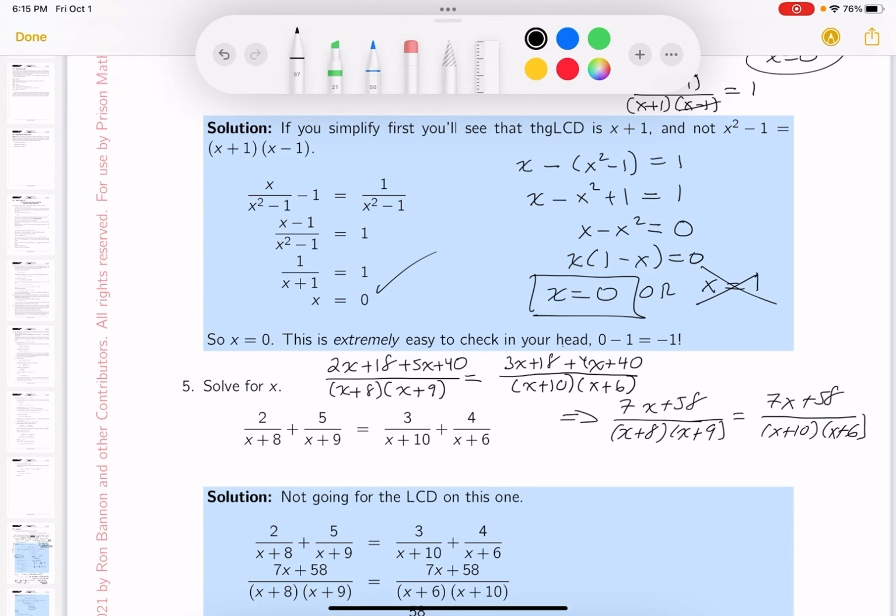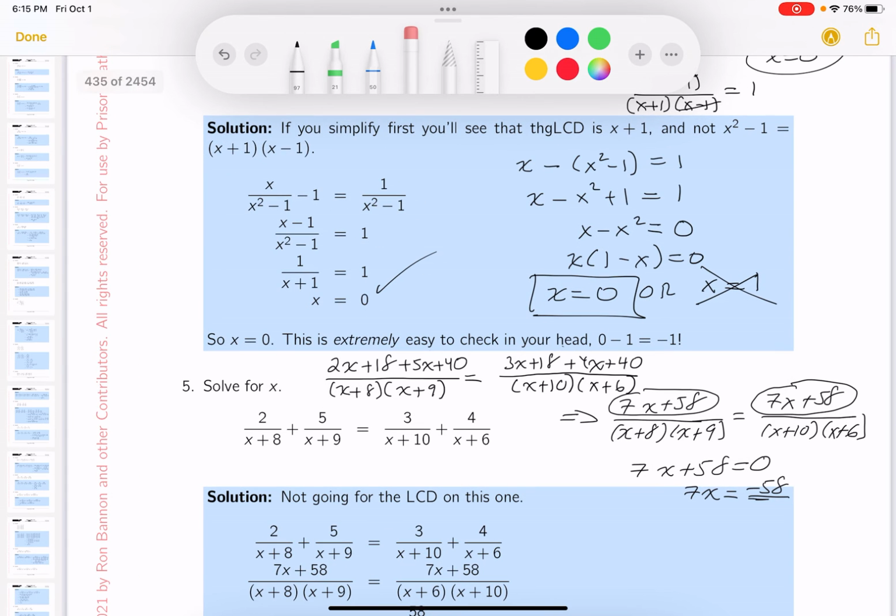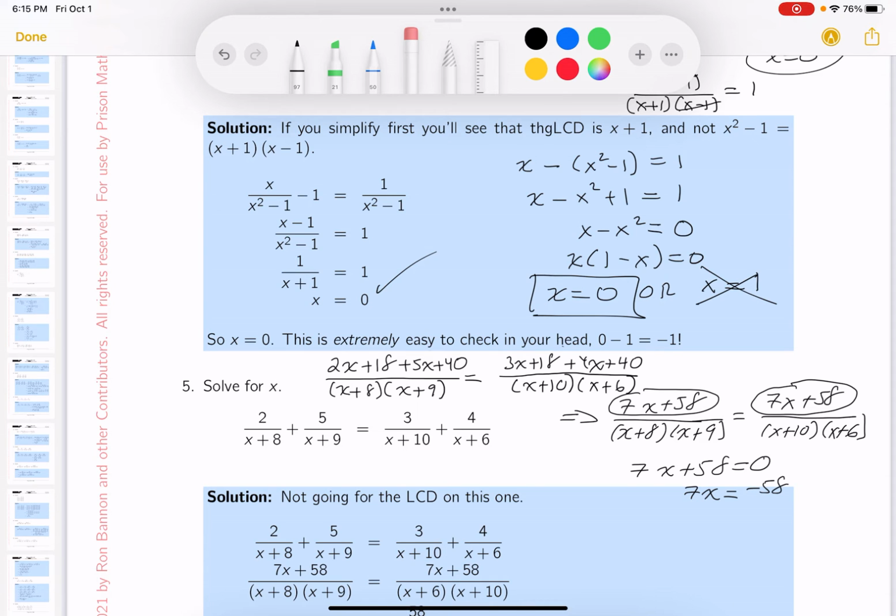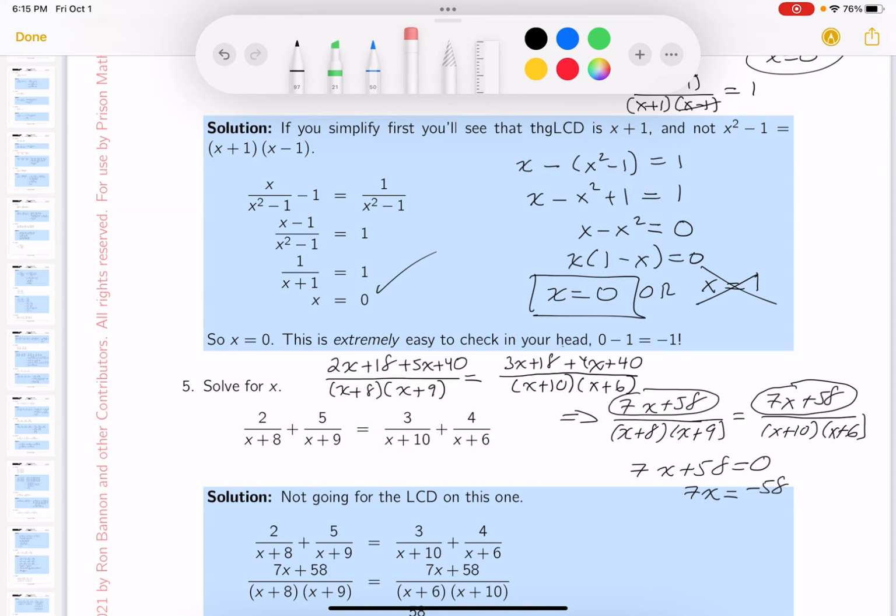Now, what I mean by that, these two fractions, for them to be equal, one of the possibilities is that both tops produce a 0. Let me write that down for you. So 7x plus 58 equals 0. 7x equals minus 58. Oh, I'm sorry, I went way too quick there. And then divide both sides by 7. What do you get? x equals minus 58 sevenths.